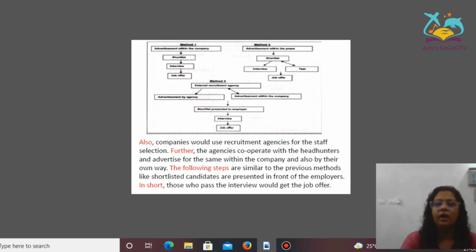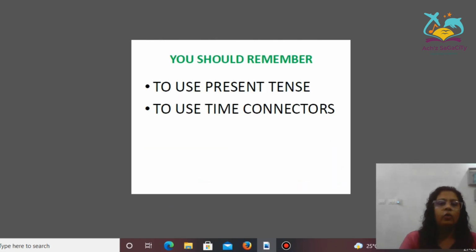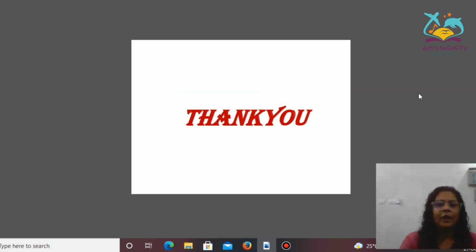So that's about the body paragraph. So overall, you should remember to use the present tense and also to use time connectors, and try to avoid the repetition of time connectors. So that's all about your process diagram. I think you are all clear with the process diagram. This is the easiest task compared to all the other infographic structures.